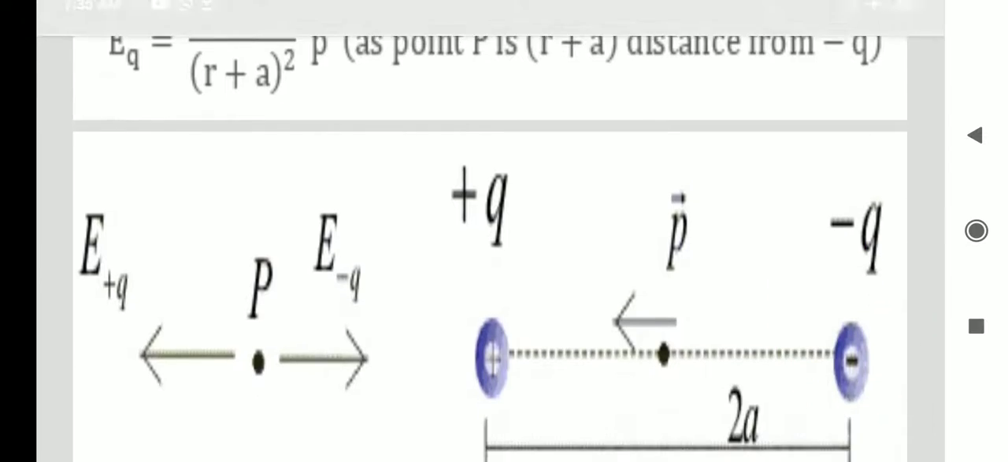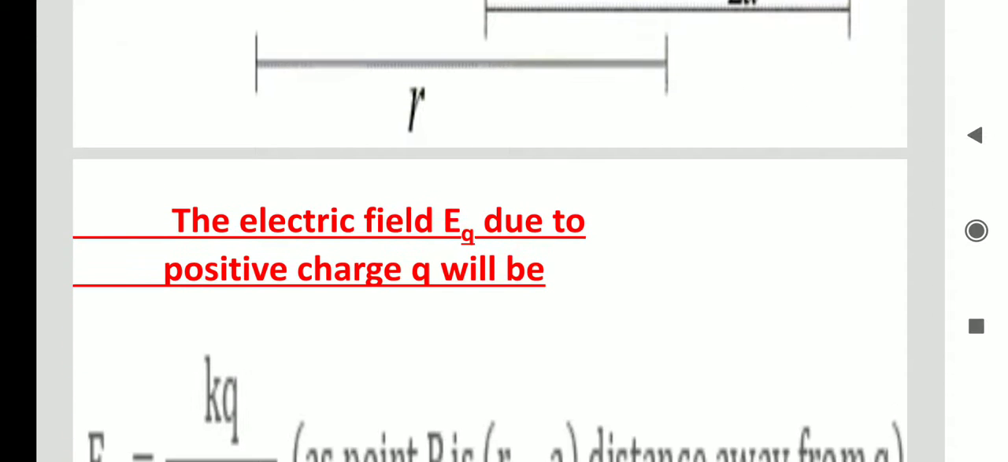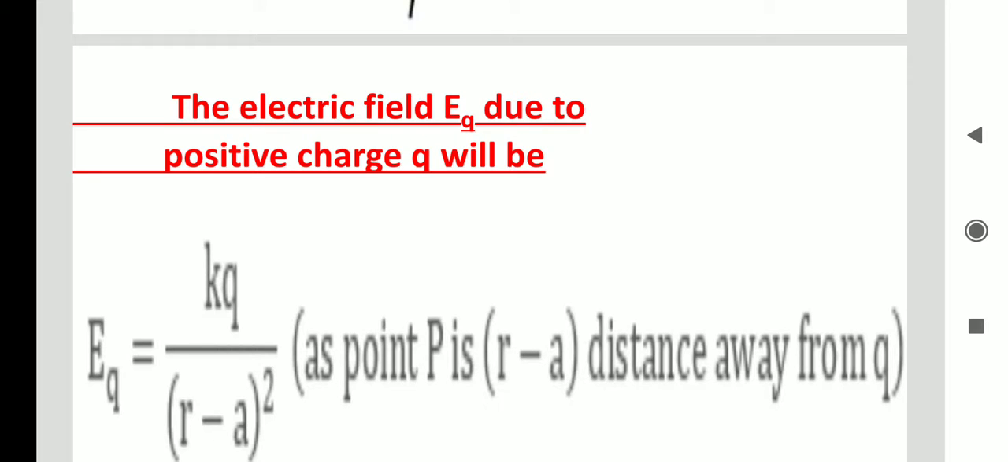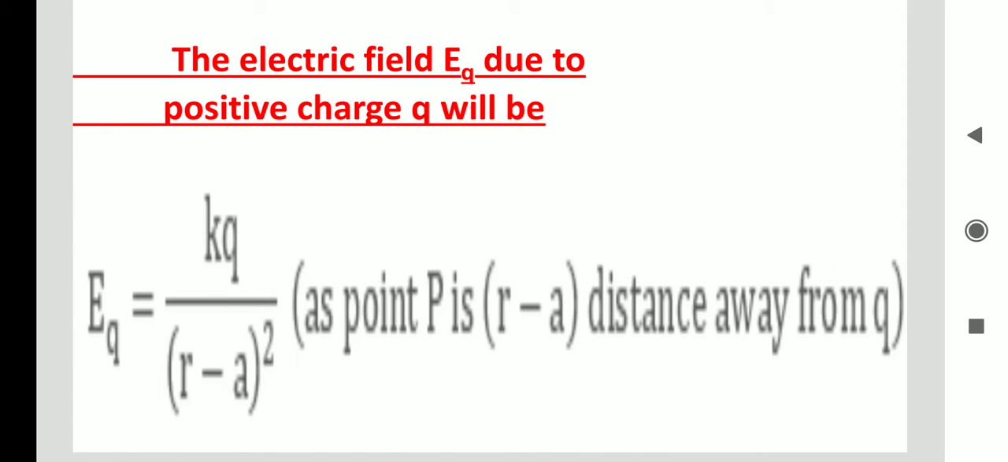Now here, the electric field due to positive charge is what? The electric field due to positive charge is considered as KQ by (R minus A) whole square, not minus, where the point is at a distance of R minus A from the positive charge.